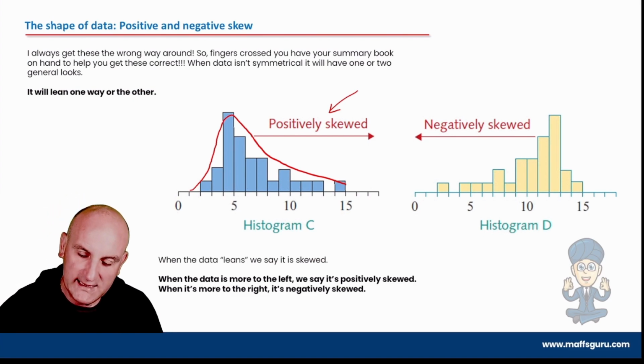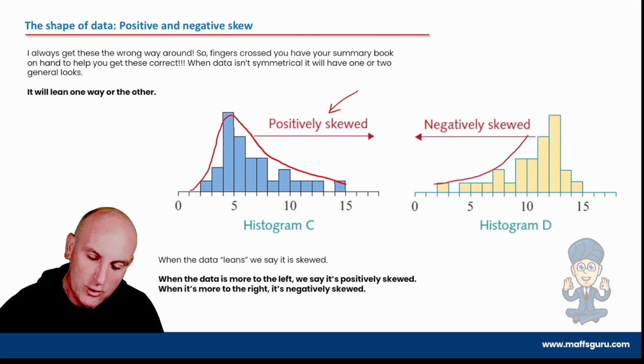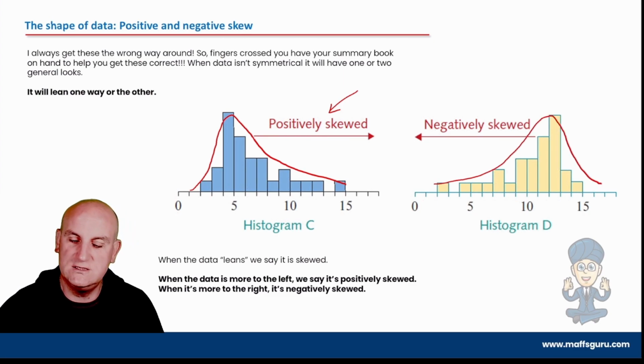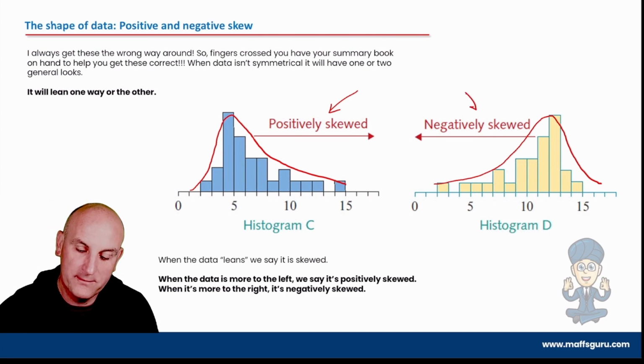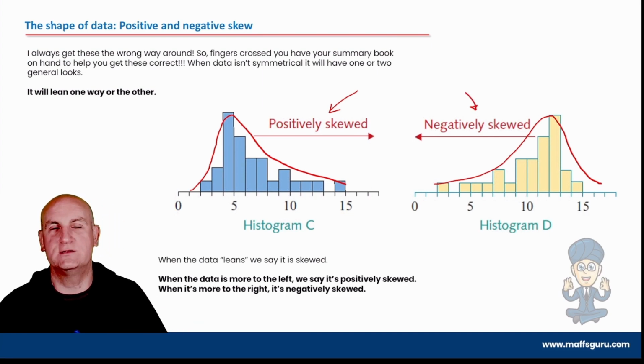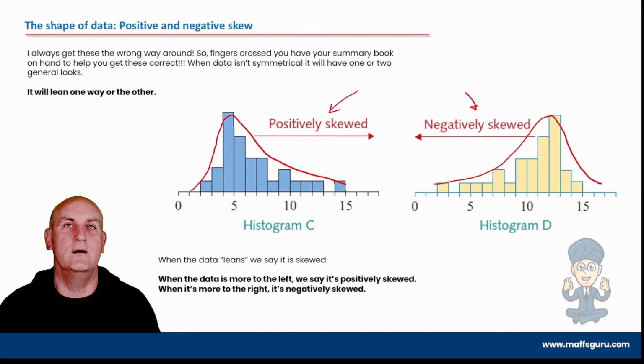And obviously, if the data is pushed all the way to the right, then we would say it was negatively skewed. And that was the first question this year on the VCE Year 12 General Maths exam. I actually gave you a graph and just said, describe it. Whew, did that cause a lot of problems. So we're looking for a lean, or for symmetry. That's one way, the shape of the data.